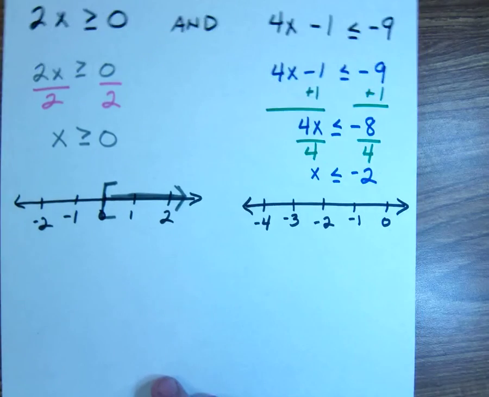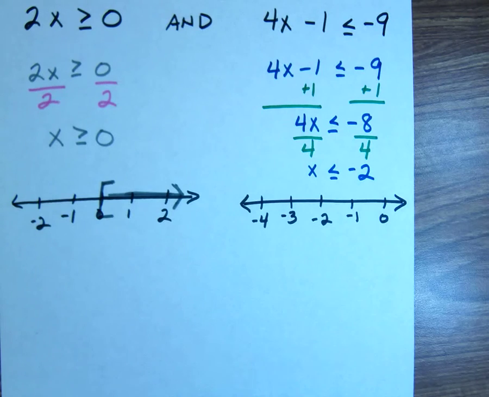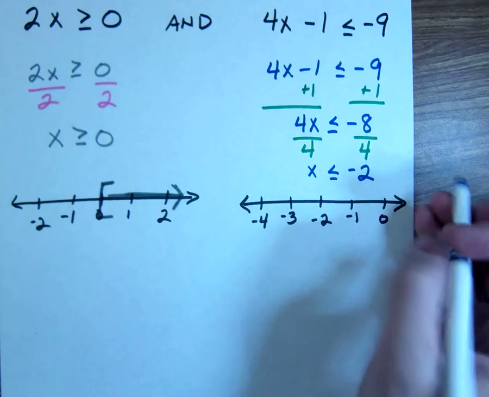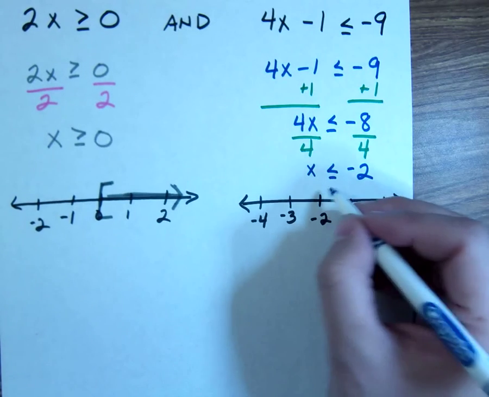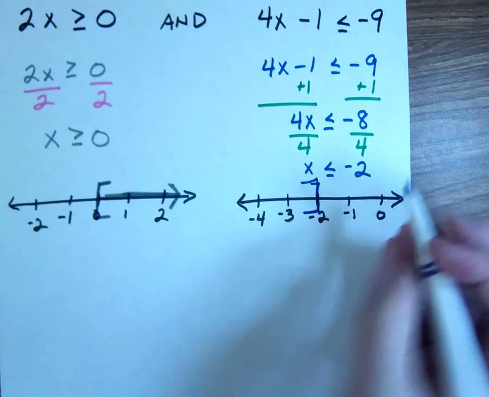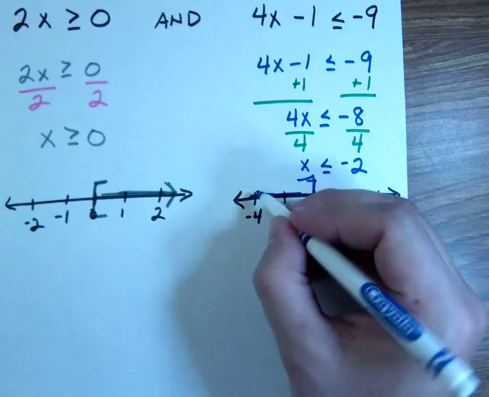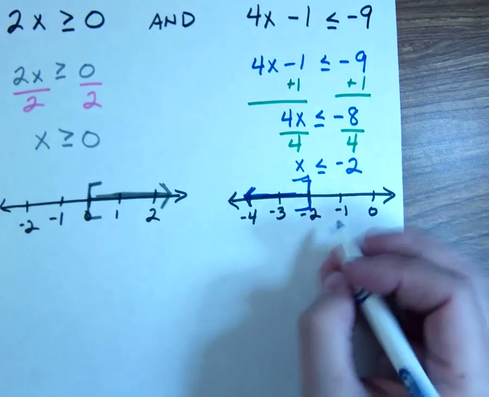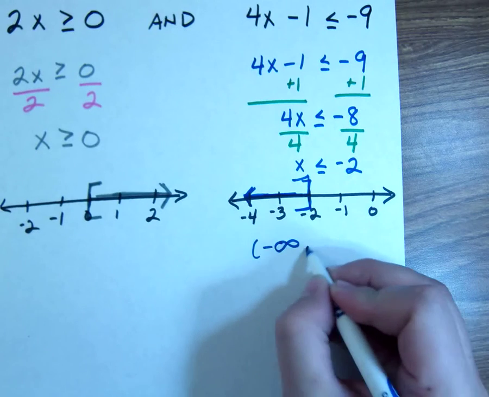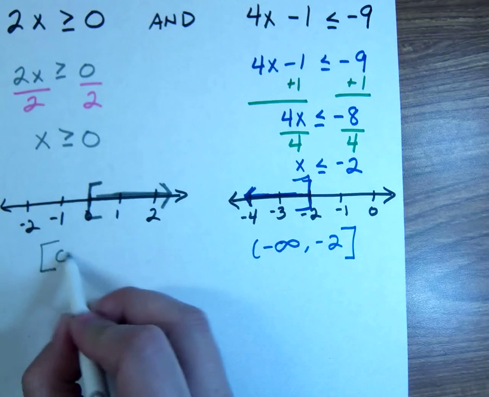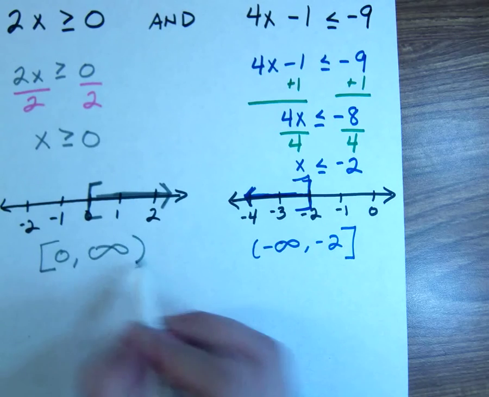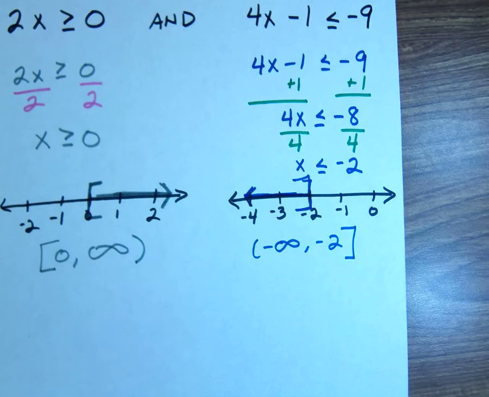Bracket or parenthesis on the negative 2? Bracket on the negative 2. And is the line going to go up or down? Down because it's less than. So bracket, down. And just to make the whole thing complete, let's do our interval notation. There's that one. And there's that one.